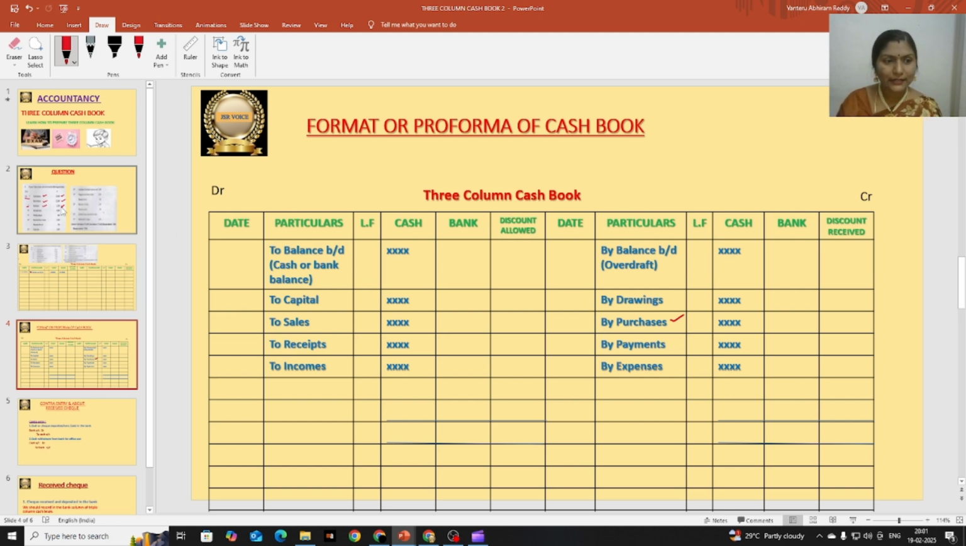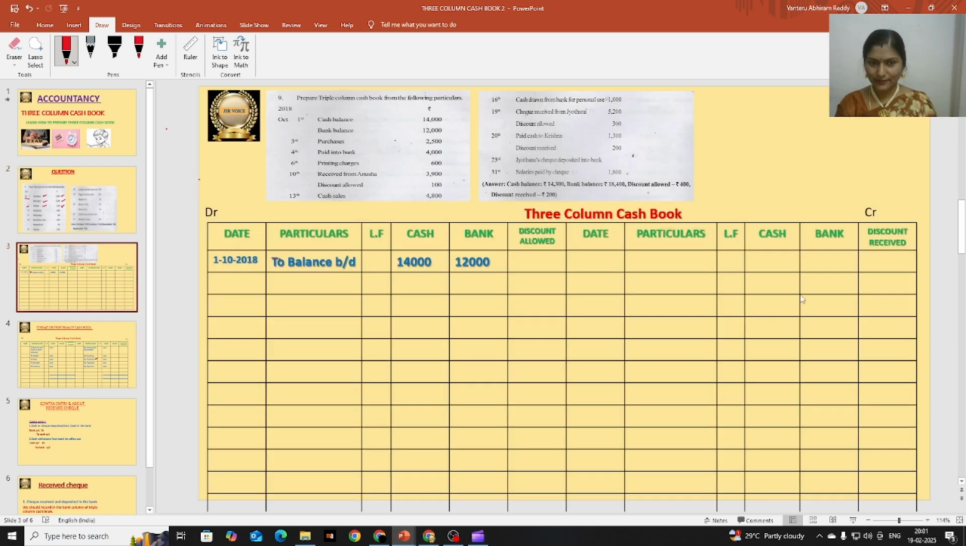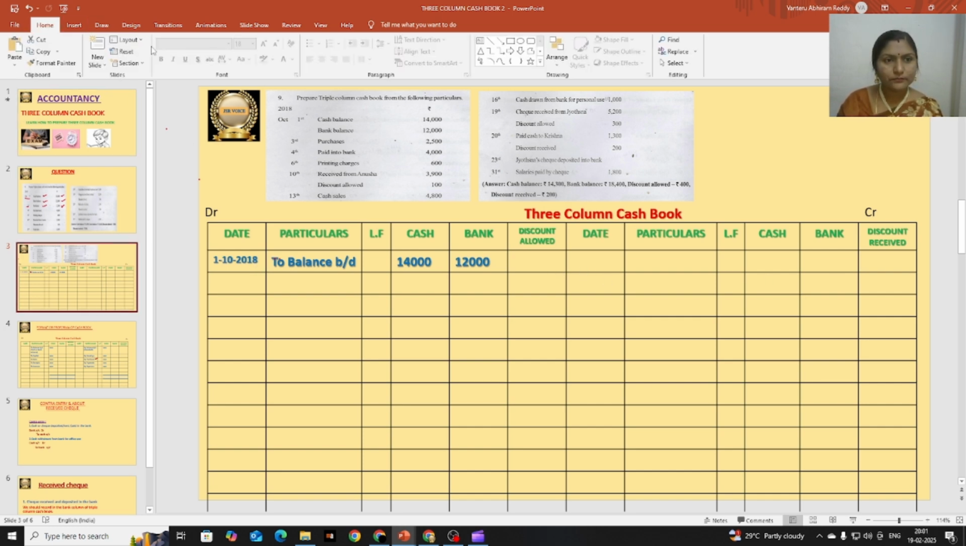So let us write purchase on the credit side. What is this? Third date, purchases only. We will write on the credit side. Let us go and write in our solution. This is our solution. We came to our solution. Let us write on the credit side. Okay. So here, this is the credit side. Let us write on the credit side.